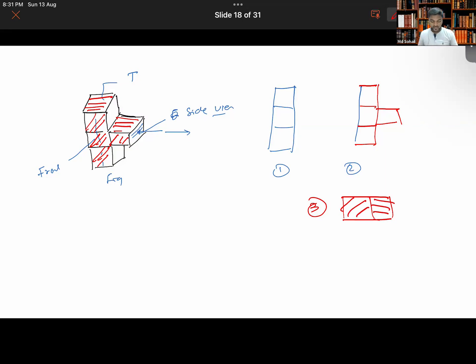So that's it for today. We will meet in the next class then. So complete the first exercise.